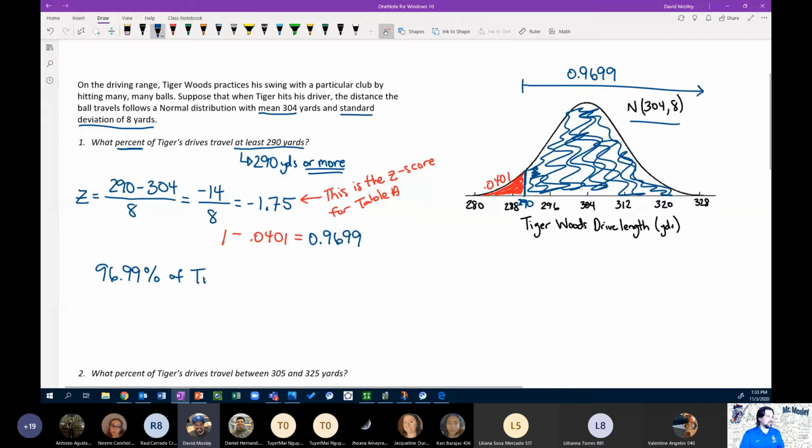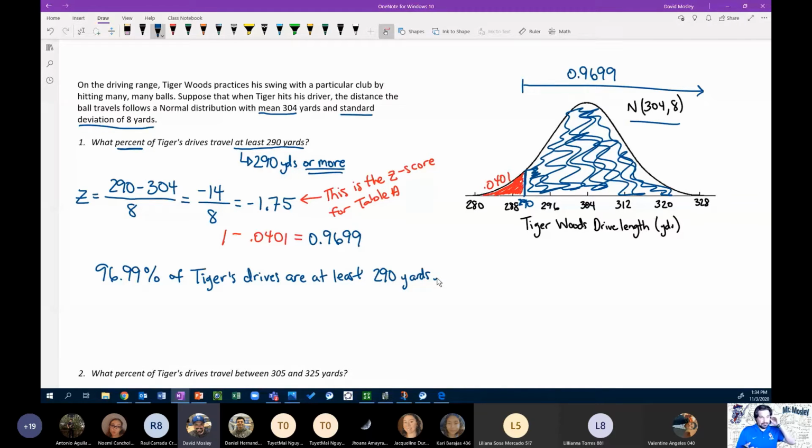of Tigers drives are at least 290 yards. And we've answered the question.